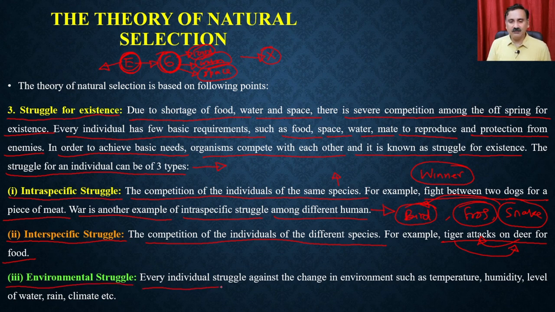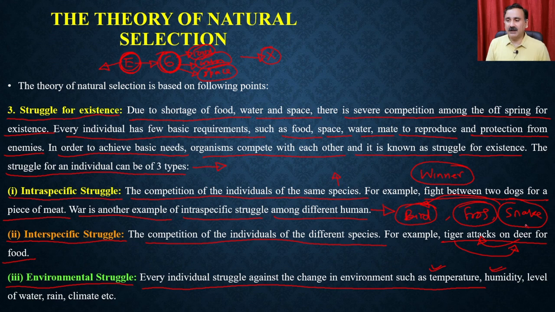So every individual struggles against the change in the environment, such as change in the temperature, humidity, level of water, rain and climate, etc. These different types of changes could actually be responsible for the struggle for existence. And once you struggle, you are actually going to change yourself, right? You are going to be intelligent, then only you can get protected.